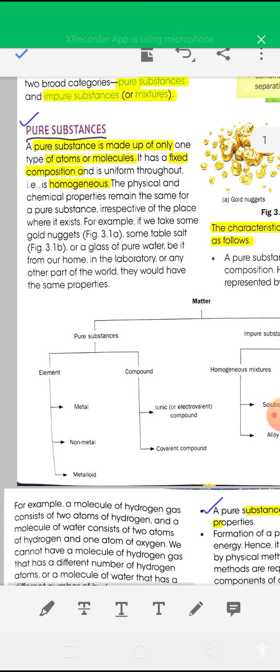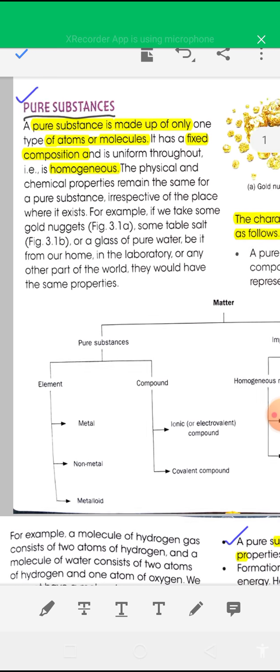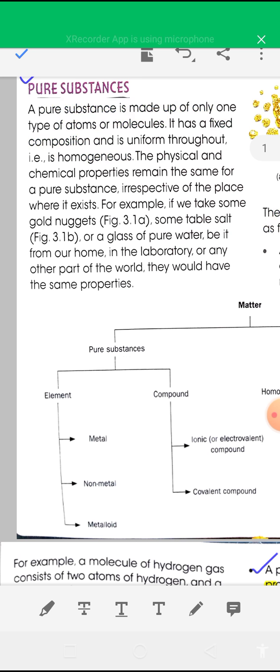And the physical and chemical properties of a pure substance remain the same irrespective of the place where it exists. Okay.